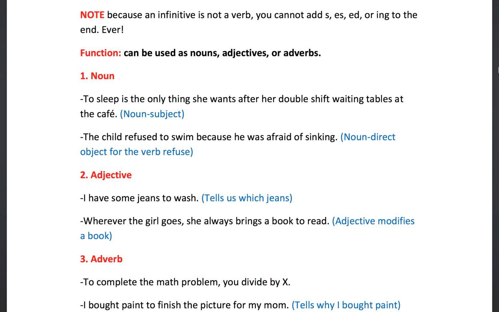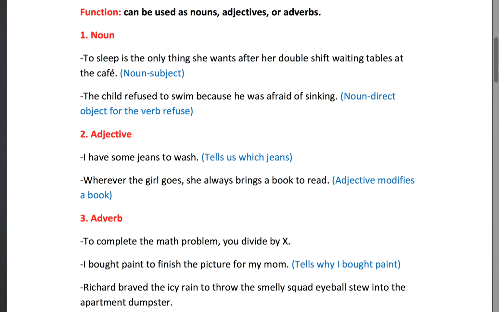The first example: To sleep is the only thing she wants after her double shift waiting tables at the cafe. Here we don't have any subject except to plus sleep. To sleep here is the subject of the sentence. So here this is functioning as a noun in that sentence. To sleep is a noun and it's an infinitive.